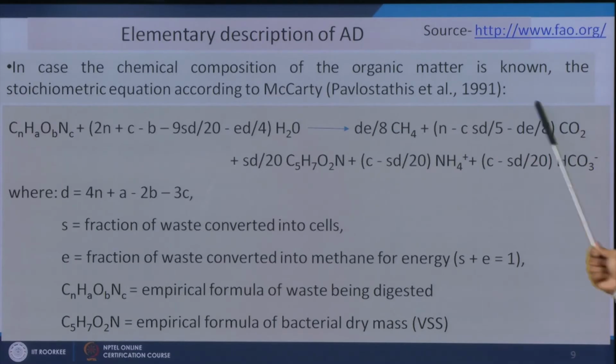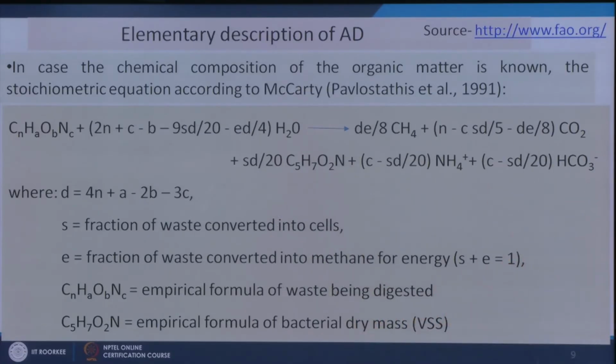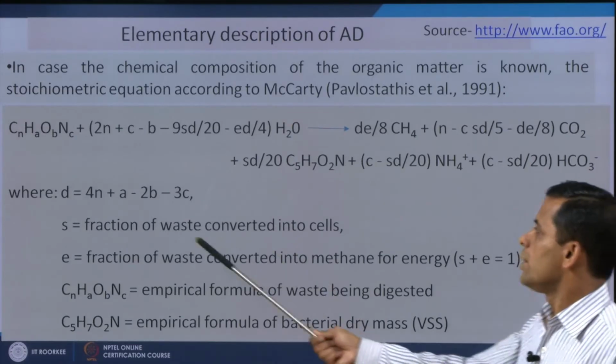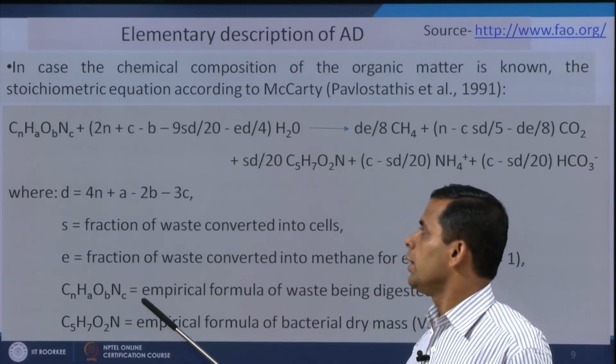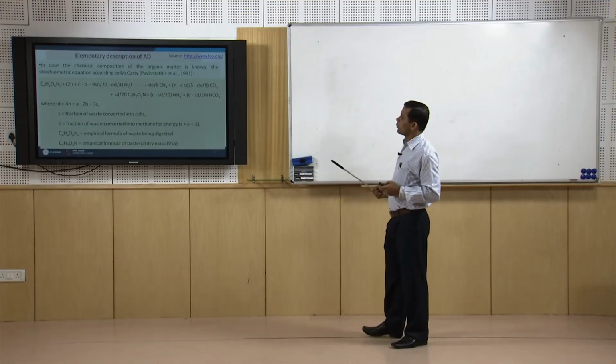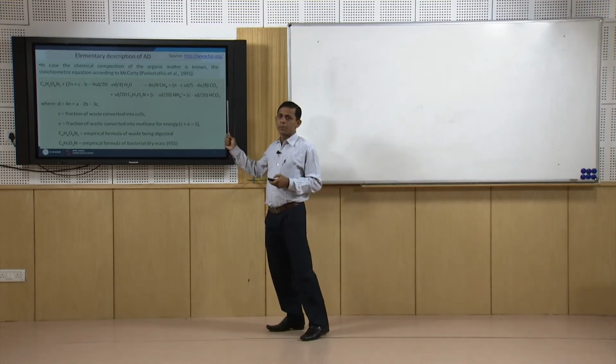So this is the empirical formula, where C5H7O2N is the empirical formula of the bacterial dry mass, and CnHaObNc is the empirical formula of the waste being digested. This is the empirical relationship, or the stoichiometric expression, people have proposed for anaerobic digestion.